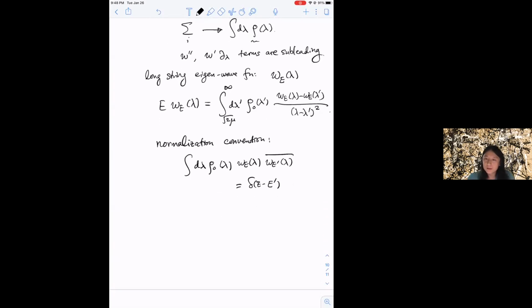I'm trying to think how much detail I want to explain on this. Let me say the following. I just want to give you all the recipe that is required to actually solve for W E of lambda.